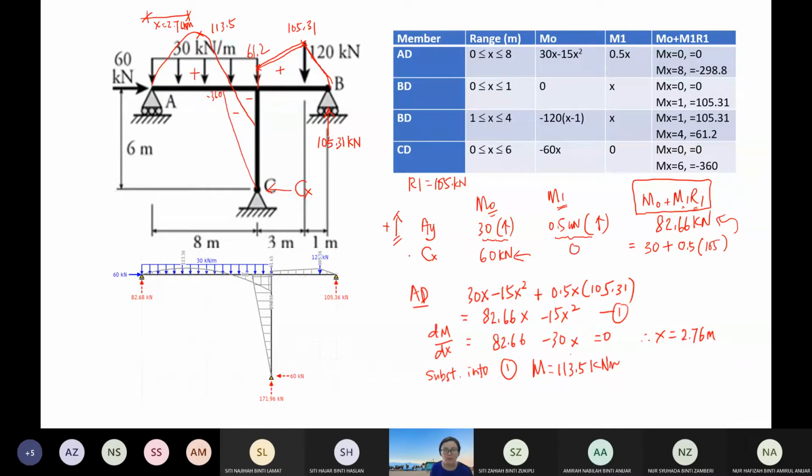Now I want to make a sign convention. For example, maybe I put this as a positive sign for Cx. So I'm going to fill in the equations again here.